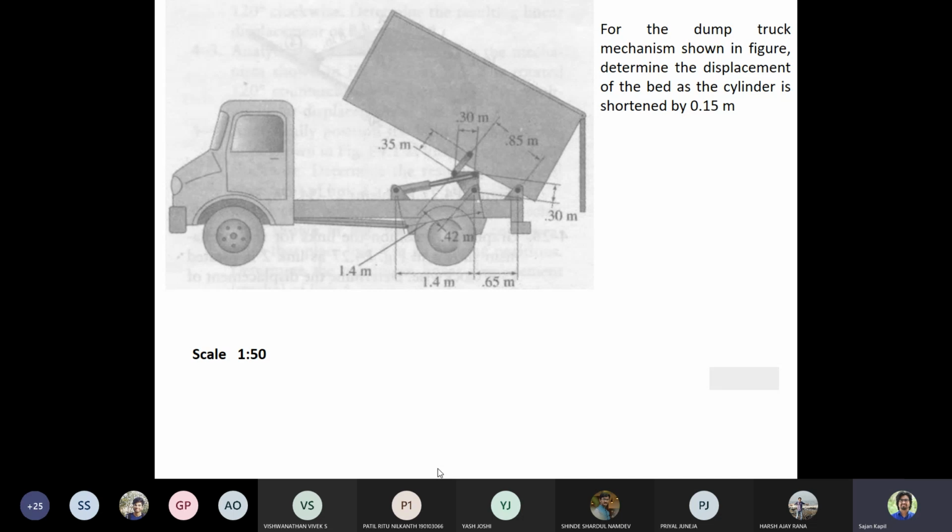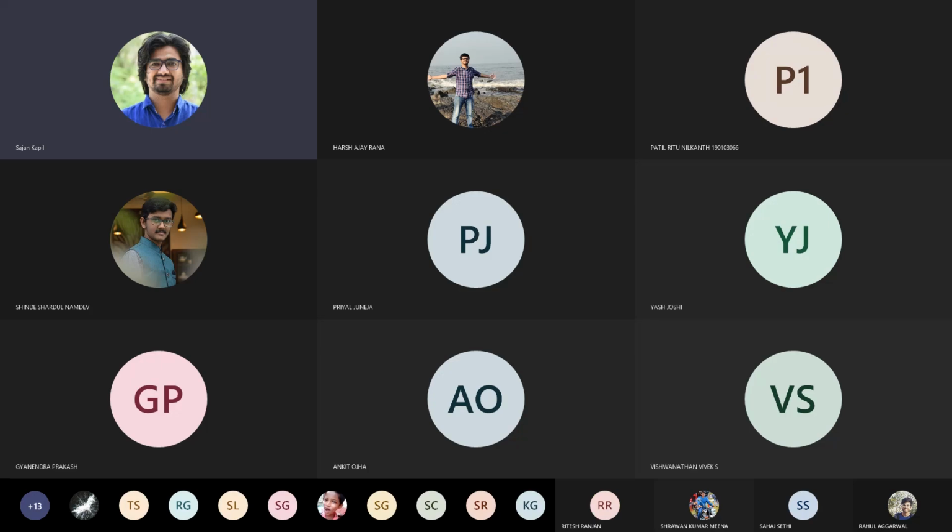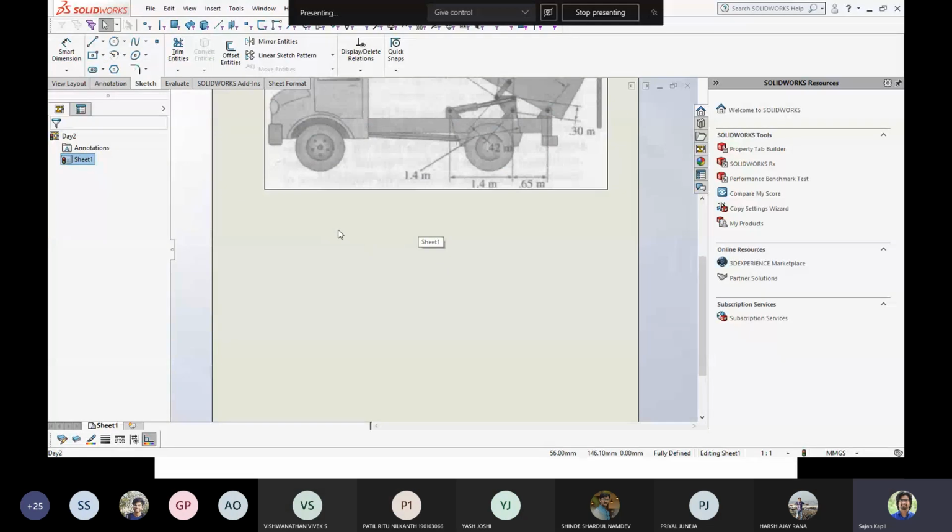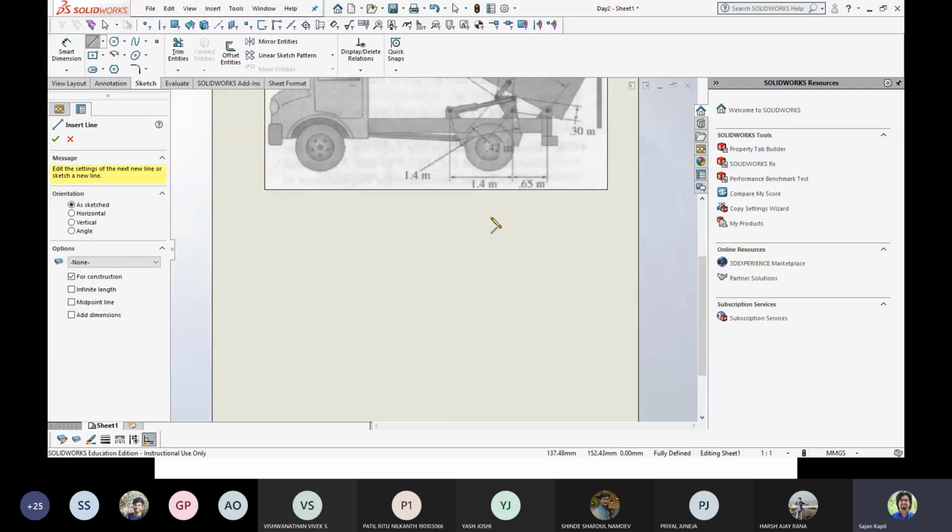Okay, then has anyone else solved it, or shall we start solving it, because I may also take 5-10 minutes in SolidWorks. Okay, then you keep solving, and I'm going to draw it. If you don't want to see the screen, here also you can see a little bit.